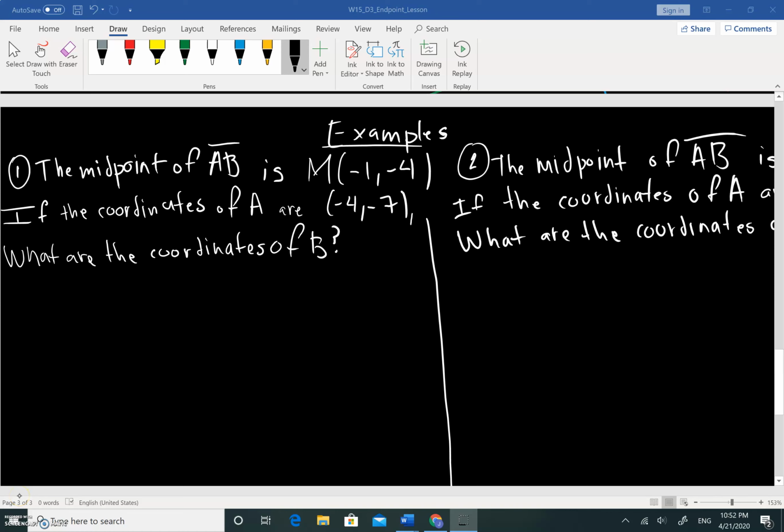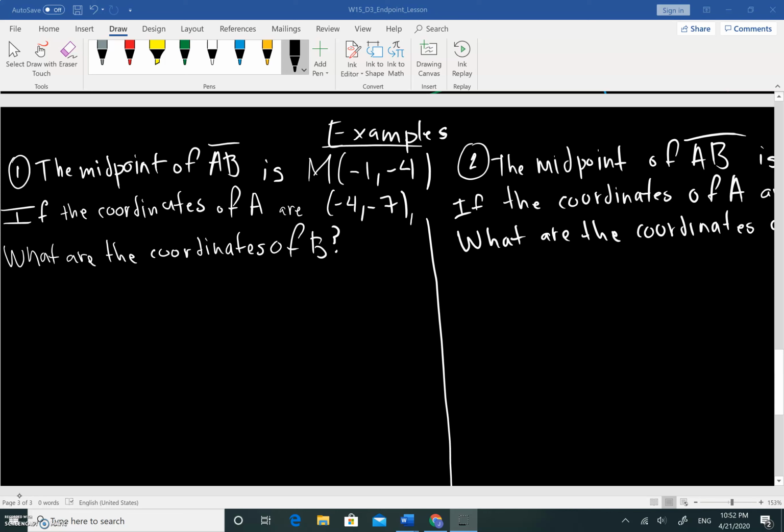Okay guys, so let's go over some examples. So number 1, the midpoint of segment AB is M, (-1, -4). If the coordinate of A is (-4, -7), what are the coordinates of B?